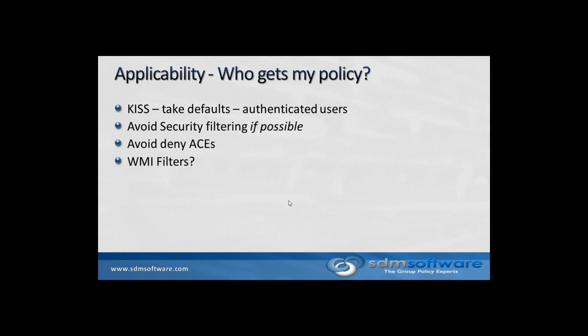All right, so as we said, linking was one piece of the puzzle about who is going to be the victim or the recipient of my config, but applicability is really important as well. This gets into security filtering or access control lists or access control entries, even down to WMI filters. We're talking mostly here about security filtering. And the idea of keeping it simple, that old school KISS principle, is sort of important.